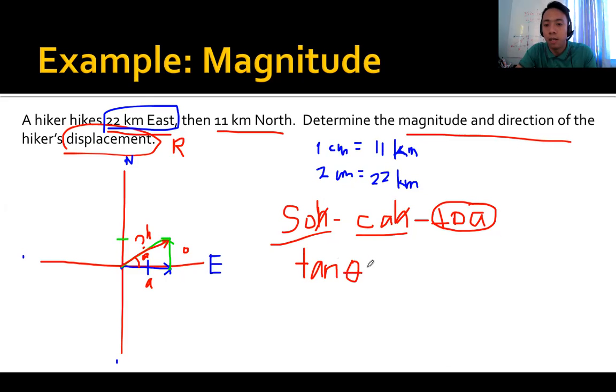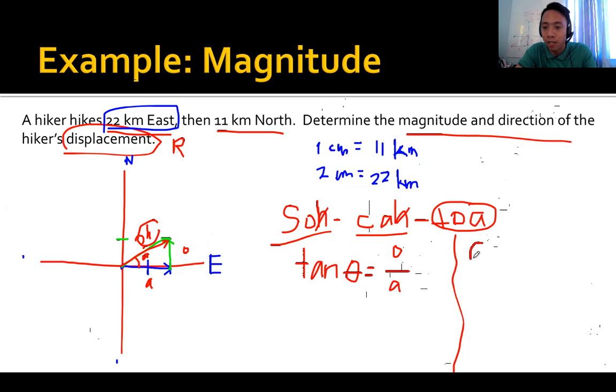theta equals opposite over adjacent. Okay, the problem is we still don't have the theta or the angle. And we still don't have the h. So paano natin masasolve yan? We will first find the value of h using the Pythagorean theorem.